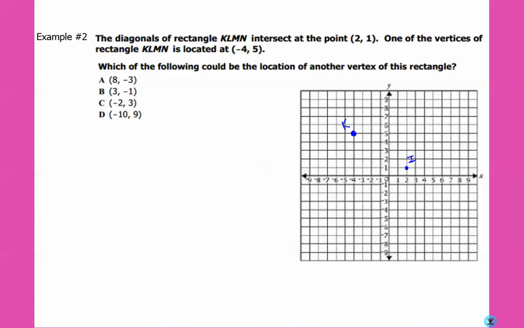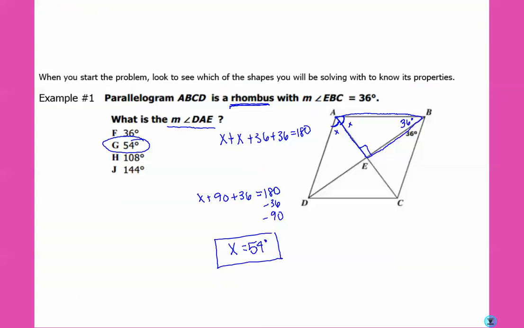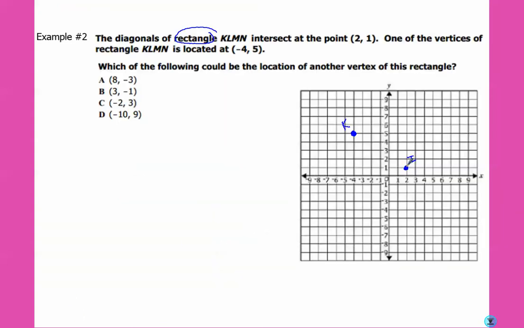Now let's look back at our diagonals for our rectangle. Rectangle diagonals are equal. And since it's a parallelogram, they bisect each other. So this is the middle of the rectangle. So I'm going to count from K to I. It's 4 down, and over 6.